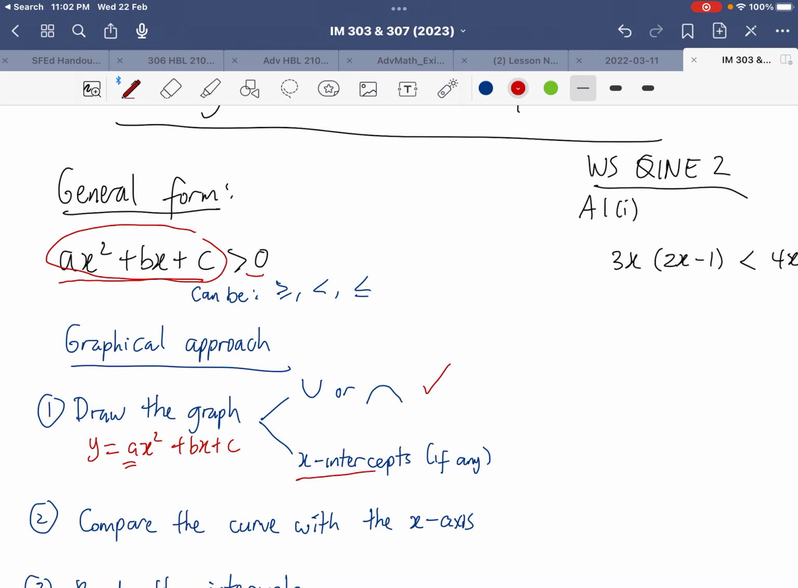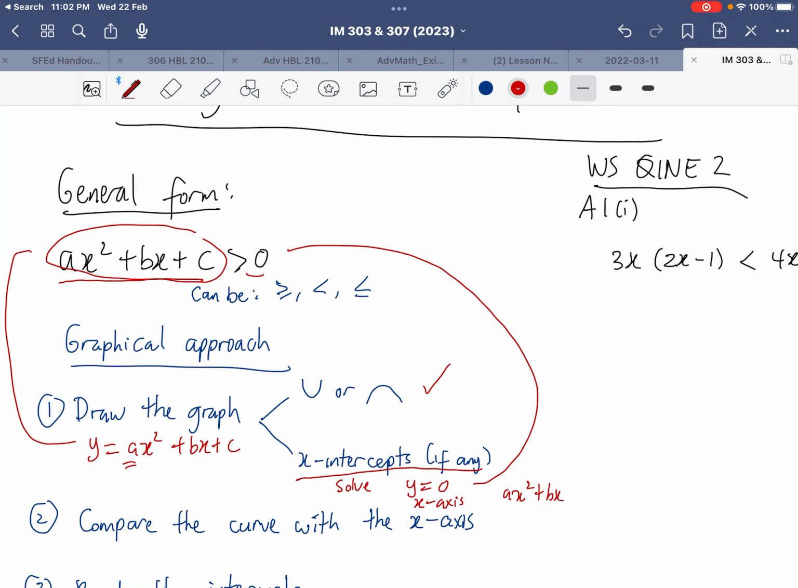Then what do we need next? We need the x-intercepts, if any. And to do that, I need to solve the equation y equals 0. Therefore, now you can see the relationship with comparing with 0 here, because y equals 0 refers to the x-axis. That's why solving the equation y equals 0, or solving ax squared plus bx plus c equals 0, is the same as finding the x-intercepts. When there is no solution, it means this curve has no x-intercepts.